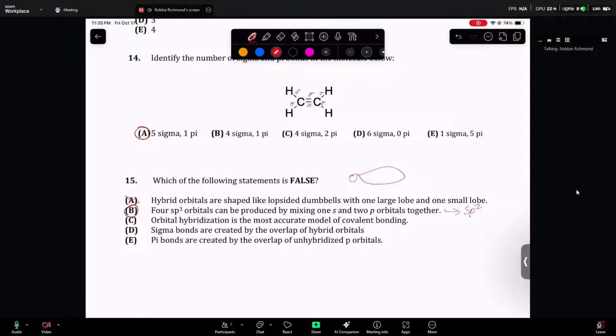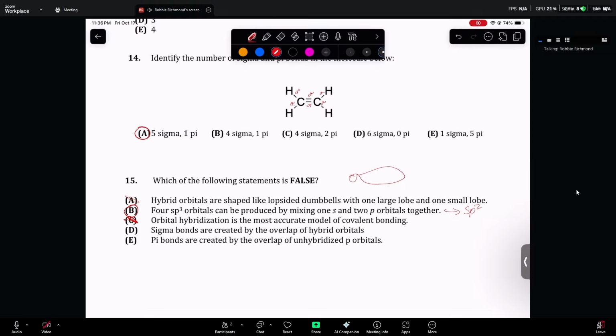Orbital hybridization is the most accurate model of covalent bonding. Nope. There are more accurate models that we have talked about in class. Or actually, no, sorry. This is true. What was I saying? I don't know why I was thinking Lewis structures. Lewis structures is least accurate. And then the orbital hybridization, where we hybridize orbitals, that makes more sense, considering the bonding of everything.